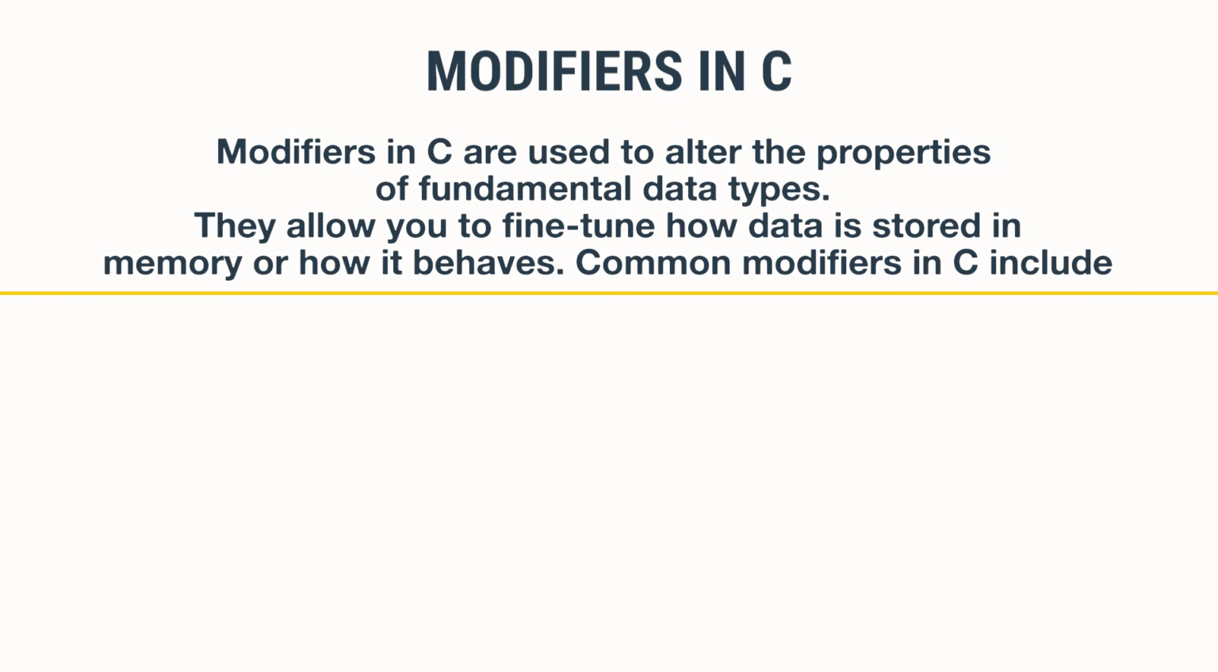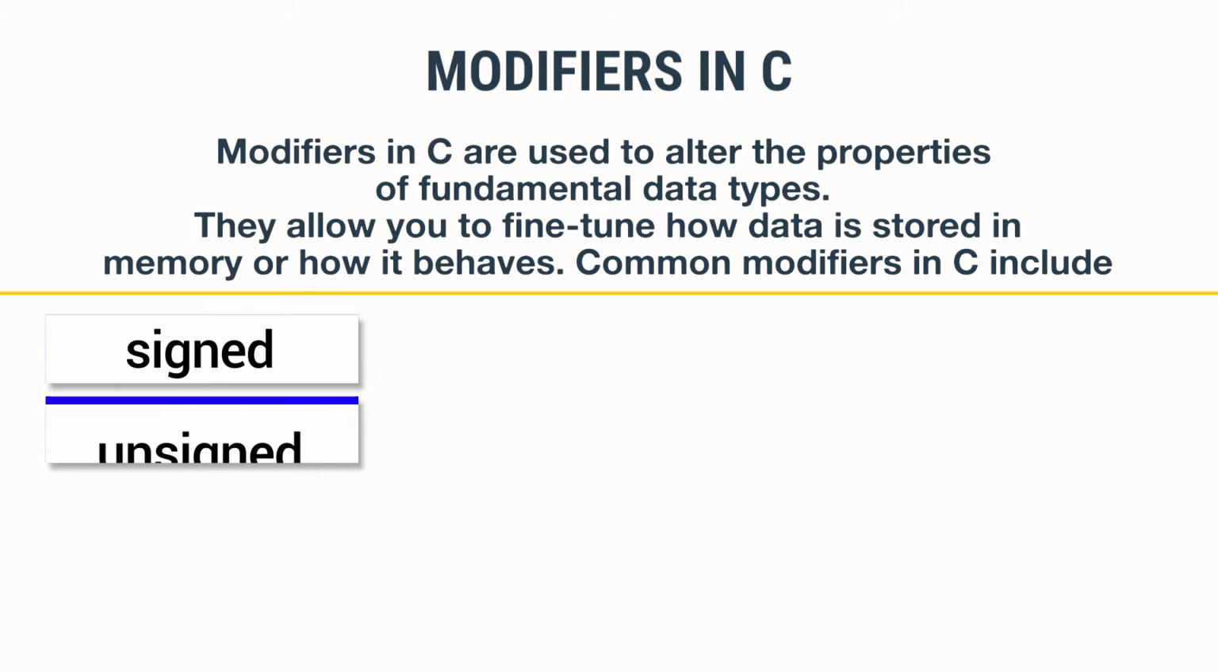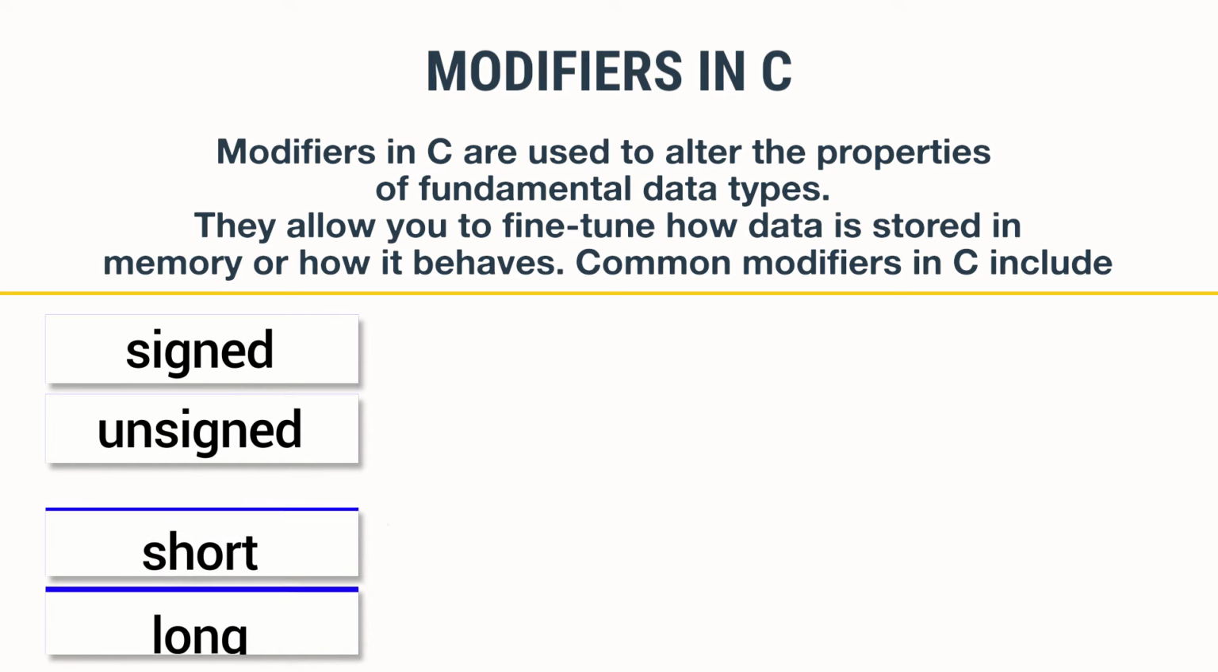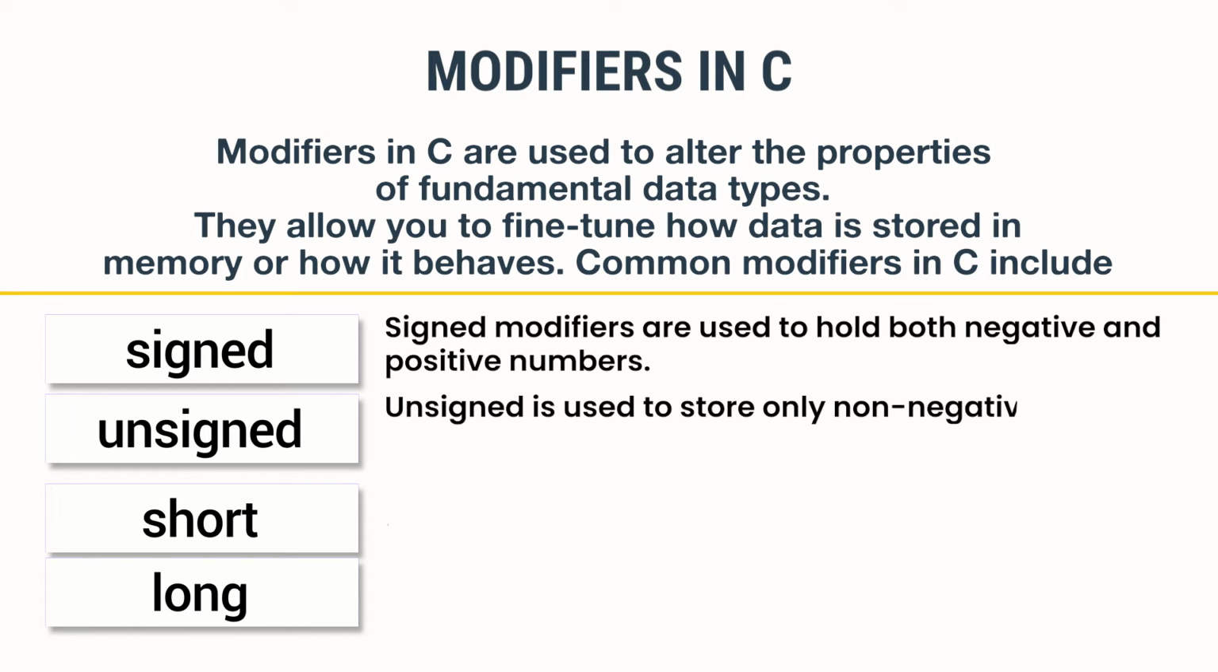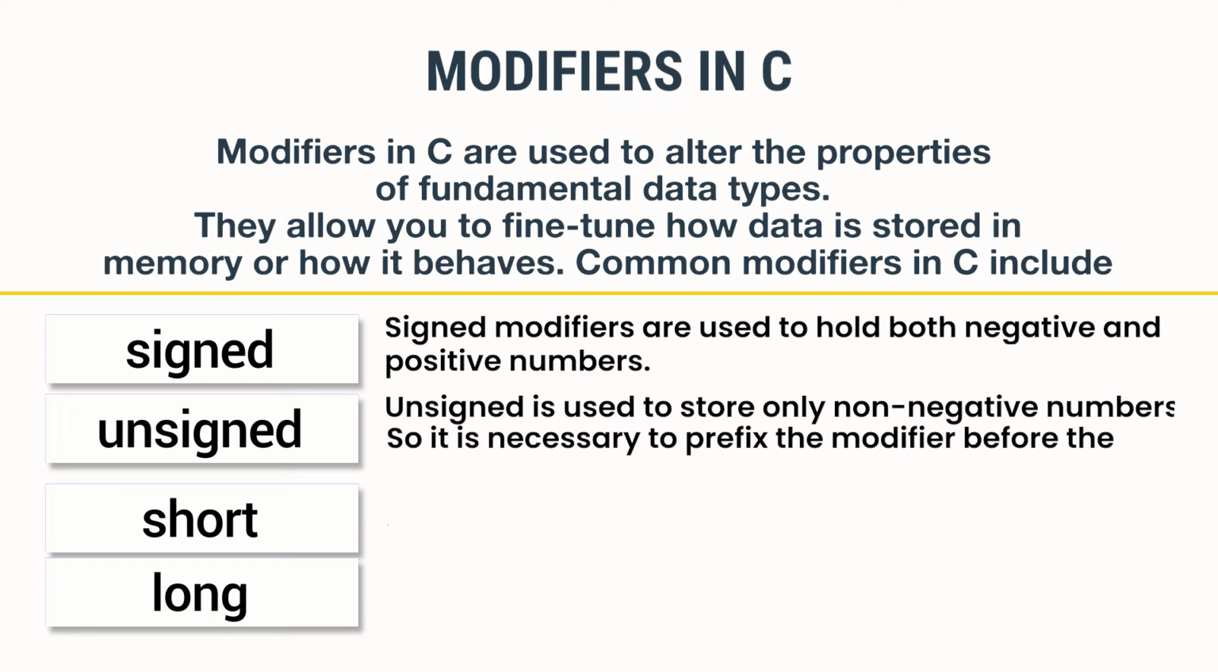Now let us have a look at the modifiers in C. Modifiers in C are used to alter the properties of fundamental data types. They allow you to fine-tune how data is stored in memory or how it behaves. Common modifiers in C include signed, unsigned, short and long. Signed modifiers are used to hold both negative and positive numbers. At the same time, unsigned is used to store only non-negative numbers. So, it is necessary to prefix the modifier before the data type when required to use.